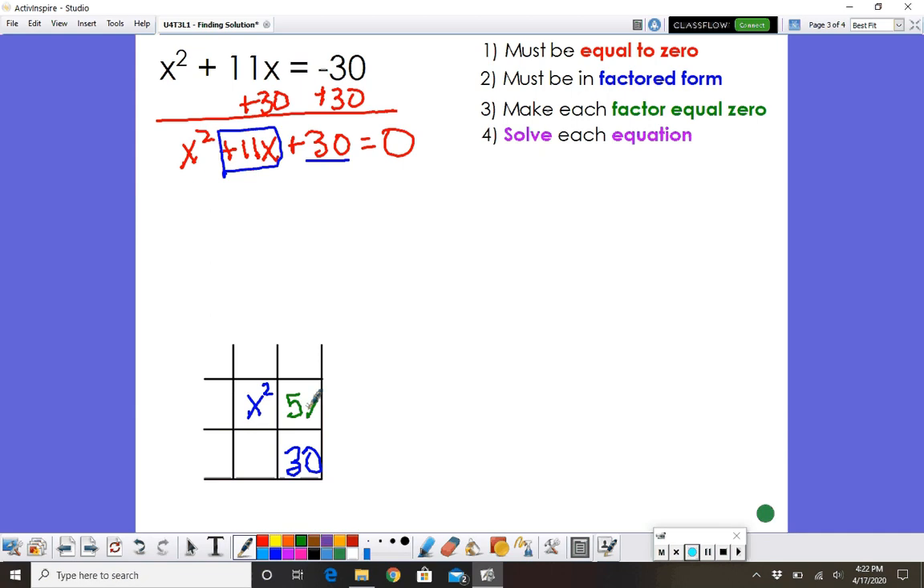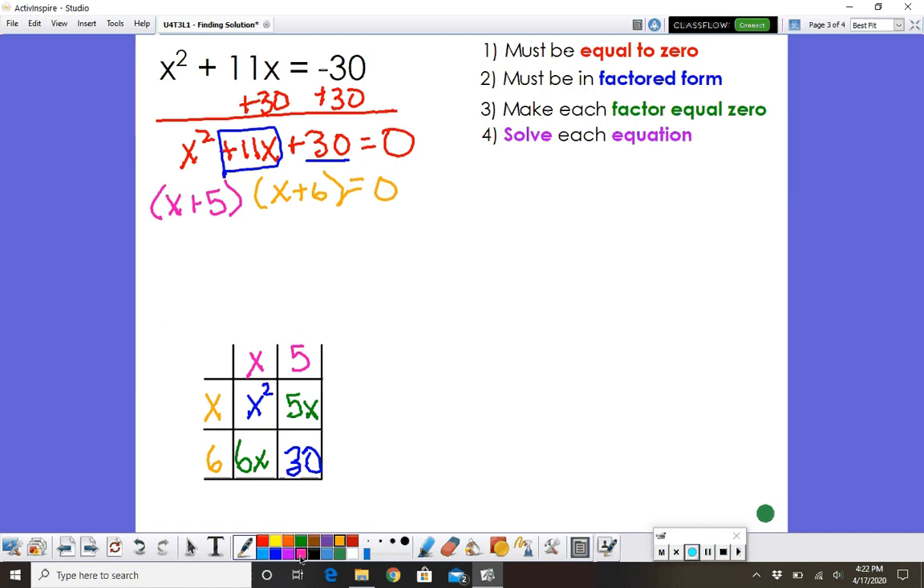5x, 6x, and now it's time to use my GCF. GCF in this column is a 5. GCF in this column is an x. So my first factor is x plus 5. And then I'm going to look at my other factor going across here. This is x. X times x is x squared. This is going to be a 6. So I'm going to get x plus 6.